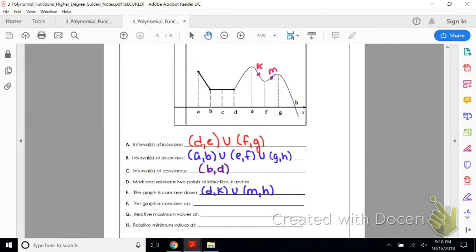Alright, so where is it concave up? It starts here at K, and it's going to go over here to M. So from K to M.